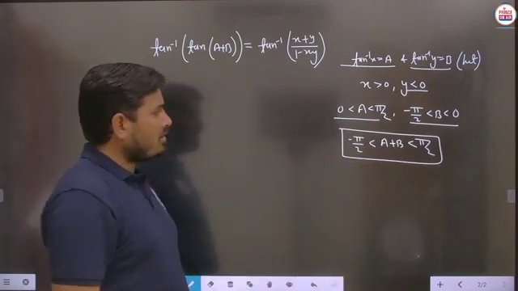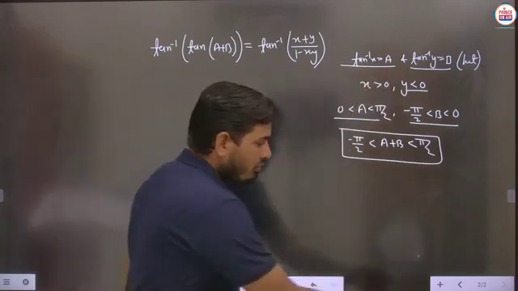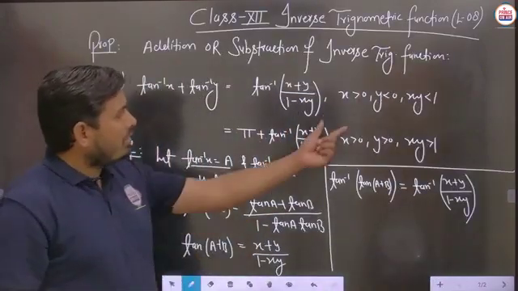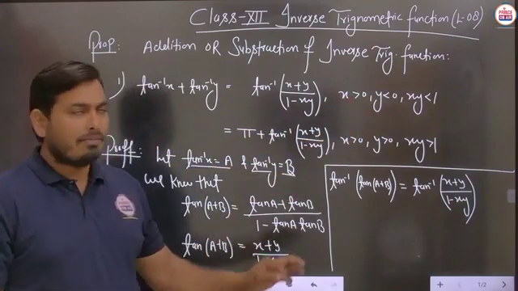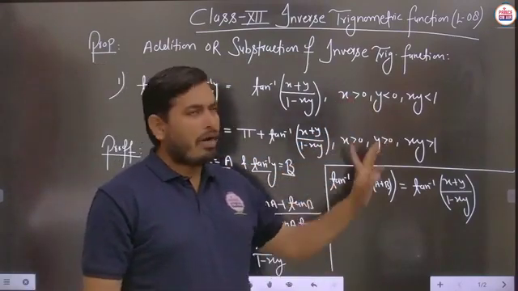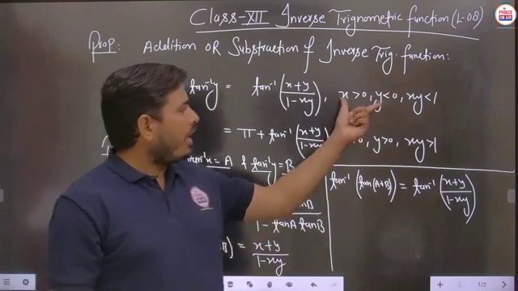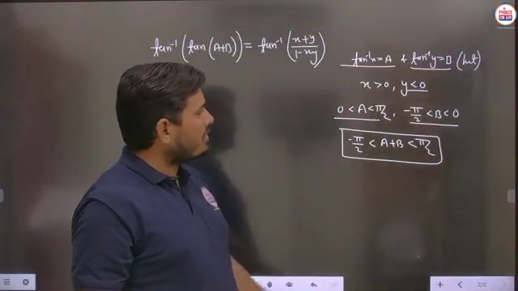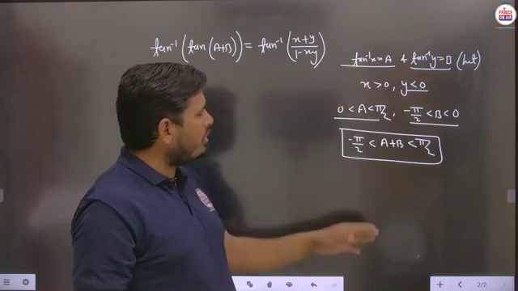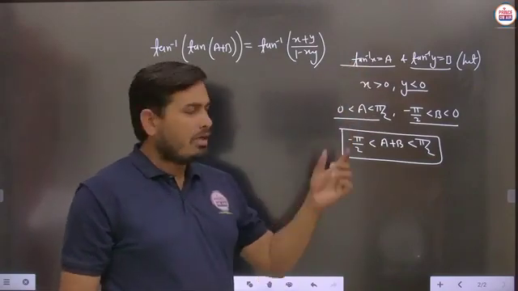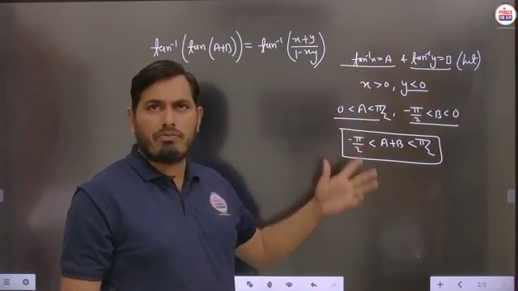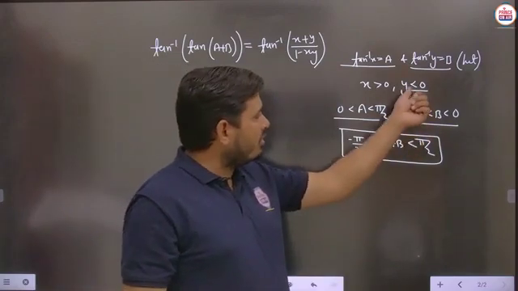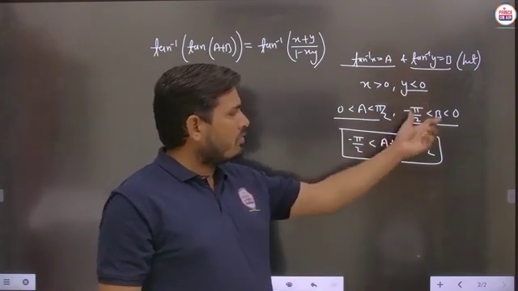So in this very first situation, you can just check the situation. We are taking x is greater than 0, y is less than 0. According to the situation, x is greater than 0, so tan A is greater than 0, so A will lie in the first quadrant. In the first quadrant, A should lie from 0 to pi by 2. Similarly, in this case y is less than 0, so this will lie in the fourth quadrant.